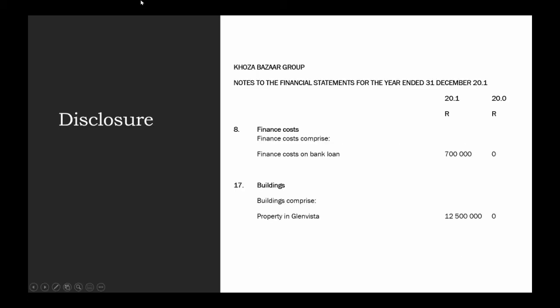Okay, moving on to the disclosures. The notes of the financial statement will reflect the finance costs, which represents the interest expense of the loan at 700,000 as at the end of December. We also detailed the buildings, which is the property in Glen Vista that was bought, valued at 12.5 million.